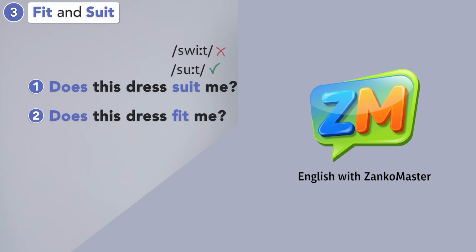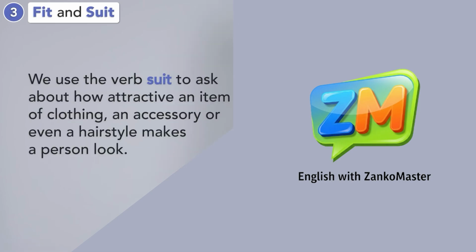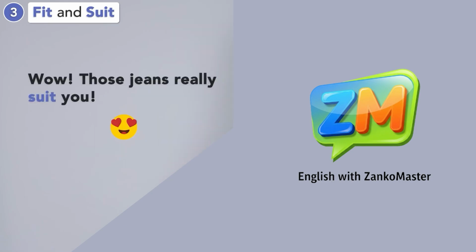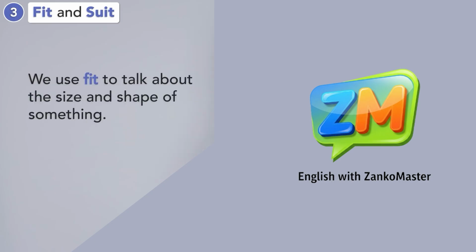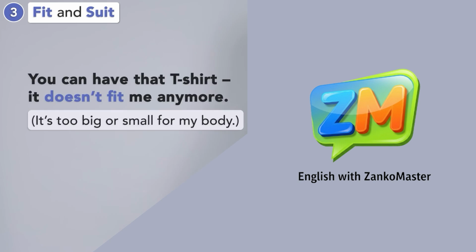Suit, okay? We use the verb suit to ask about how attractive an item of clothing, an accessory, or even a hairstyle makes a person look. If someone says, wow, those jeans really suit you, they're saying those jeans look good on you. You look attractive wearing them. We use fit to talk about the size and shape of something. For example, you can have that t-shirt. It doesn't fit me anymore. It's too big or too small for my body.